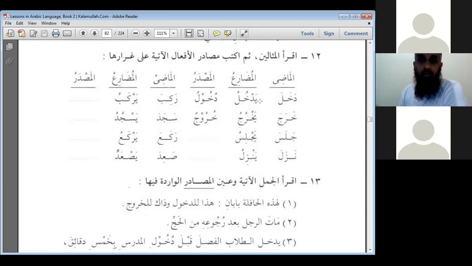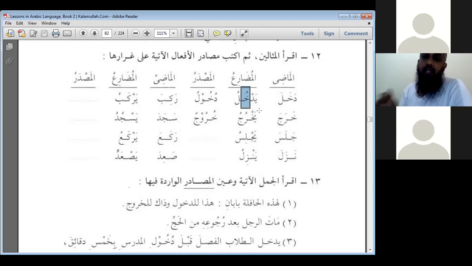So as I said, for example, we learn dakhala, we need to learn yadkhulu. Dakhala, yadkhulu. And once we learn these two, then we can apply the patterns for past tense verbs and for the present tense verbs. Apply the patterns from there and get the different conjugations. But these two, we need to learn them together. The reason is the present tense verb, the middle letter, can take fatha, dhamma, or kasra, the middle letter of the original three letters. Okay, remember that?